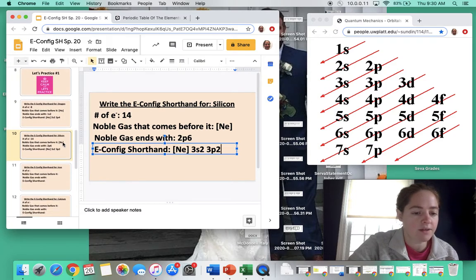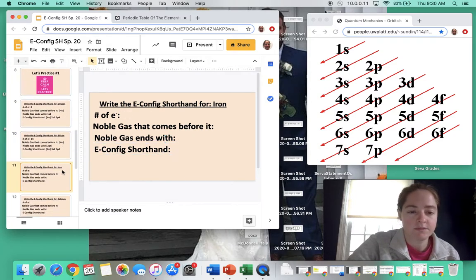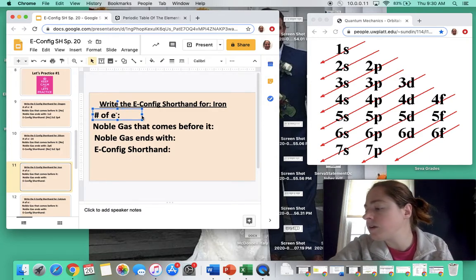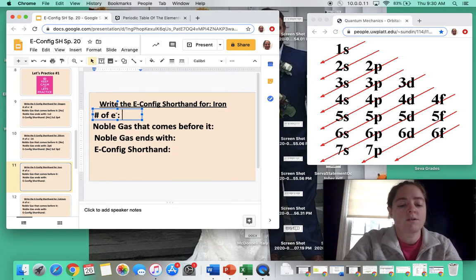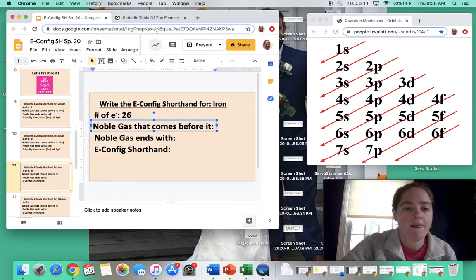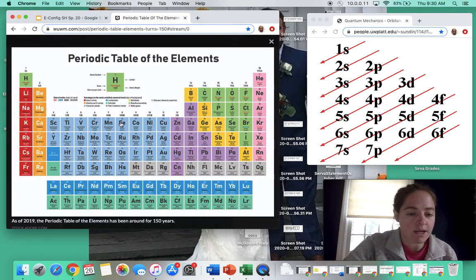Let's try another one. Let's try iron. All right, how many electrons does iron have? Iron is number 26 on the periodic table. So it has 26 protons, so 26 electrons. Iron is right here. We need to find the noble gas that comes before it. So we have to backtrack.